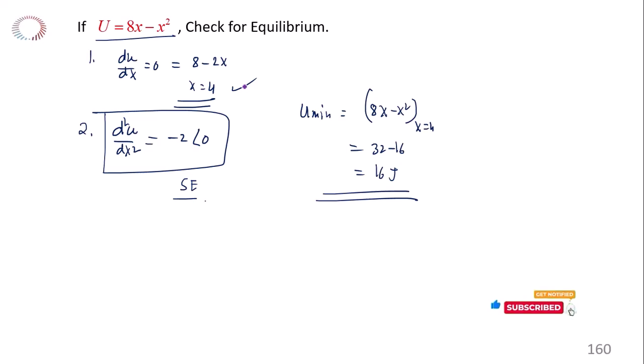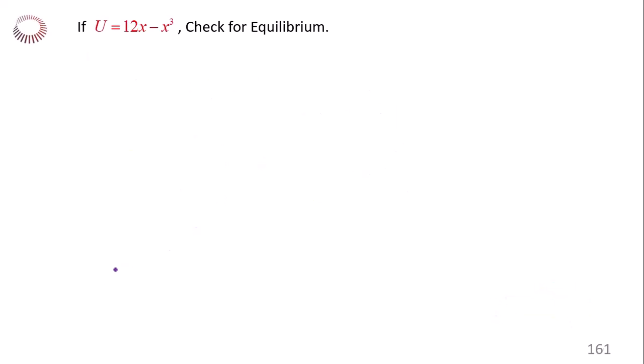Let us do another situation where the U value is given as 12x minus x squared. So again, the first step is du/dx equals 0. Once I differentiate it, I get 12 minus 3x squared.